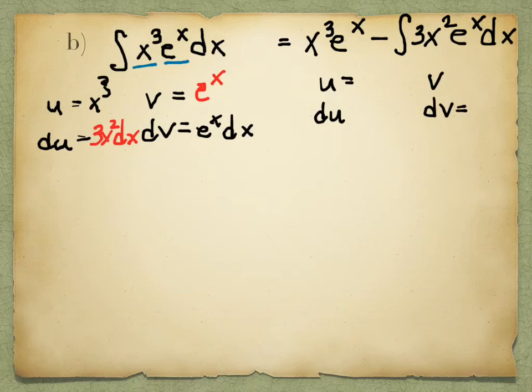What will u be? 3x squared. For the same reason, right, Hannah? I want it to get simpler. And will 3x squared get simpler if I take its derivative? Yes, it will. So that makes dv the same as it was last time, which is e to the x dx.